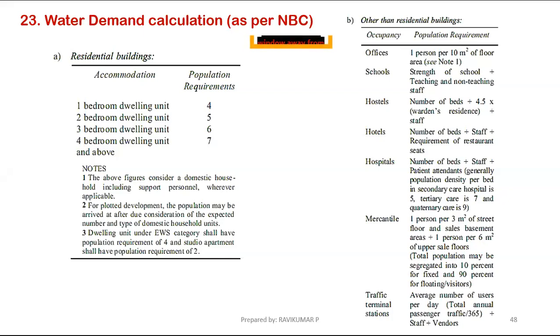Accordingly, for mercantile, one person per 3 square meters of street floor and so on. Traffic terminal: average number of users per day. Everything is given in the NBC on how to take the population requirement for buildings other than residential. Based on that only you can take.